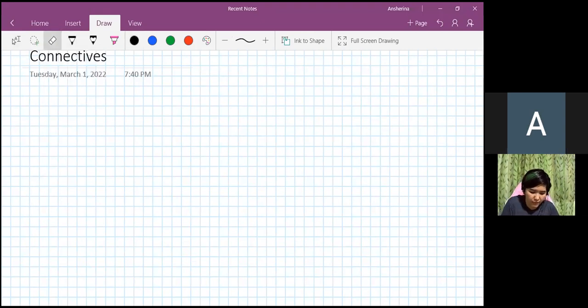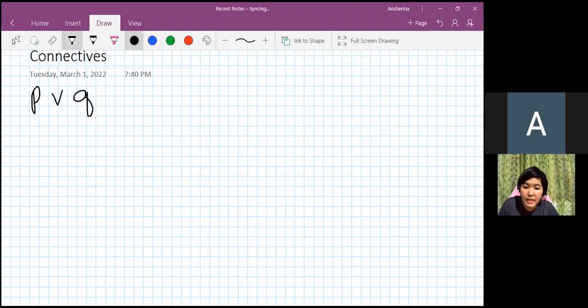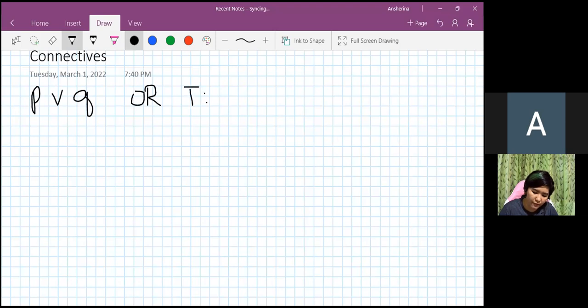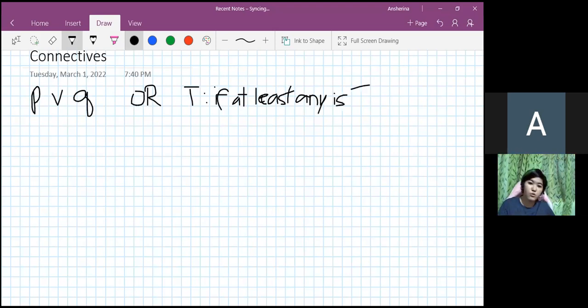Our first connective is the or connective, P or Q. When we say or, at least any of the propositional values is true. So this is true if at least any is true. At least one is true. So, it's up to you how you would like to write that in your notes.